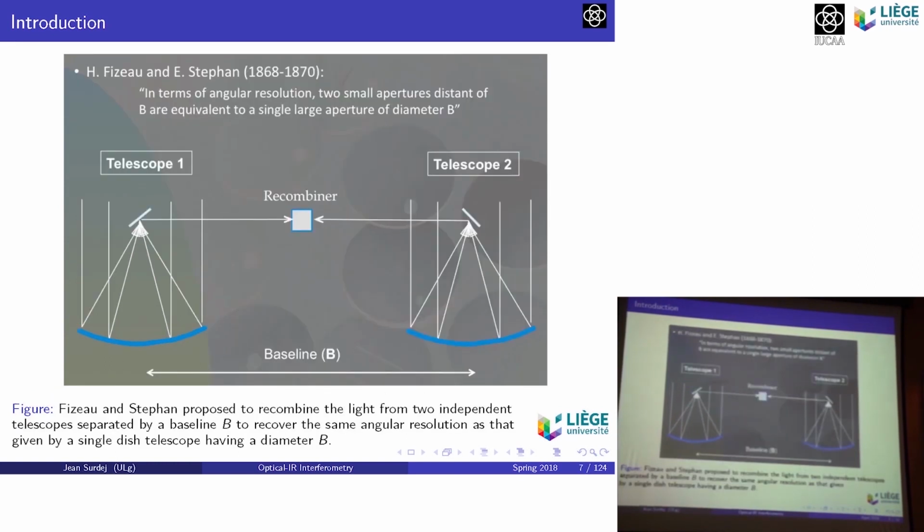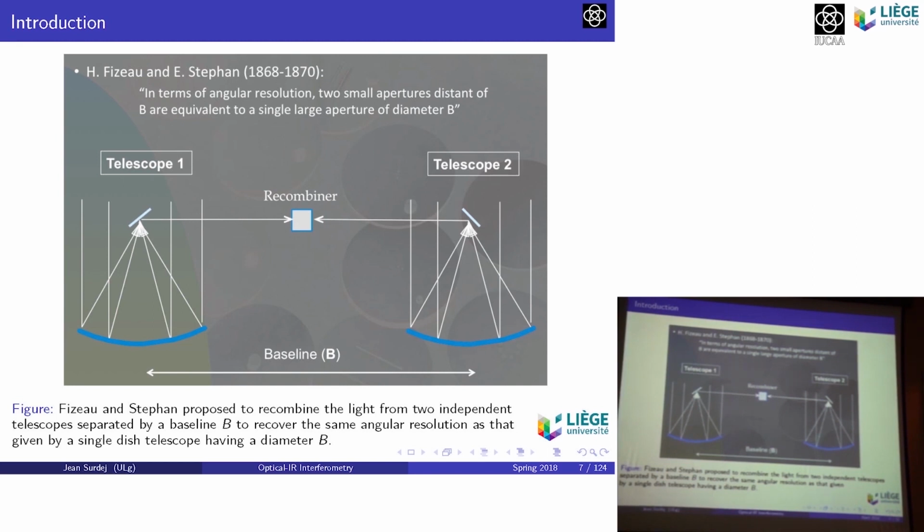Fortunately, in 1868, Fizeau and Stefan realized that, in terms of angular resolution, two small apertures separated by a distance b, the baseline, are equivalent to a single large aperture of diameter b. This is fantastic that they realized it.